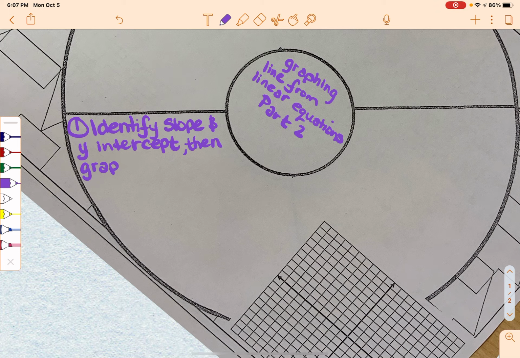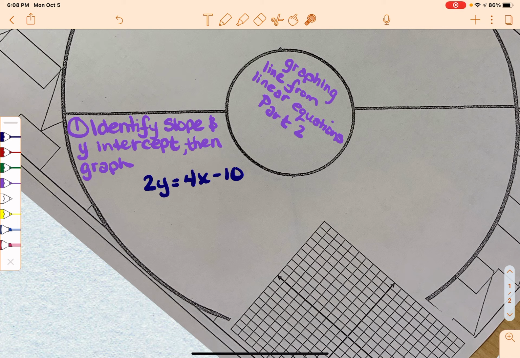The only problem is I'm not necessarily going to give you equations that are in y equals form. So let's take my first one here. I'm going to give you 2y equals 4x minus 10. Now, all the ones that we've looked at so far have been ones that have been in y equals form. So if it's not in y equals form, we're going to get it in y equals form.